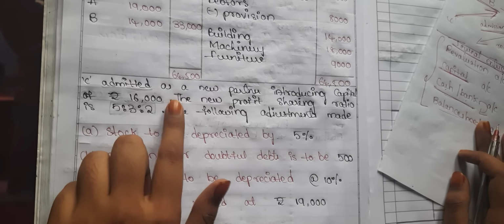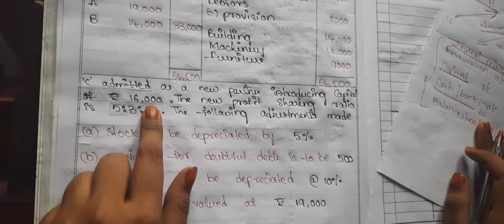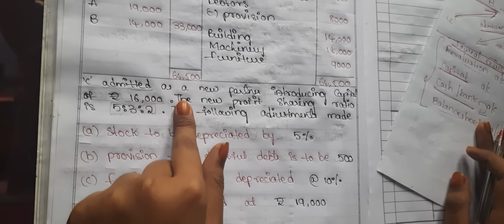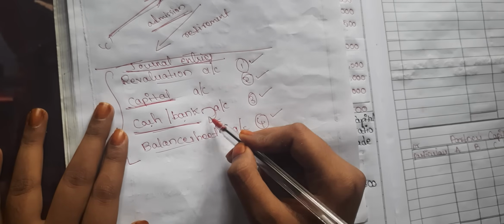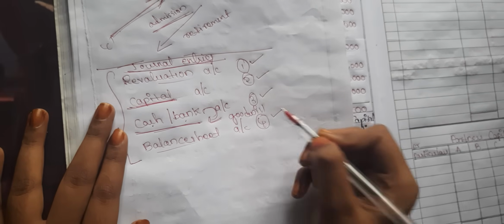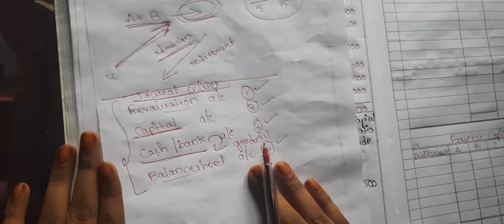After the cash and bank, if they mention goodwill in the question, here they have said only C admitted with the capital. If C is admitted with the capital as well as the goodwill, then after cash and bank you need to prepare goodwill account also. If they mention goodwill in the question, you need to prepare goodwill account also.